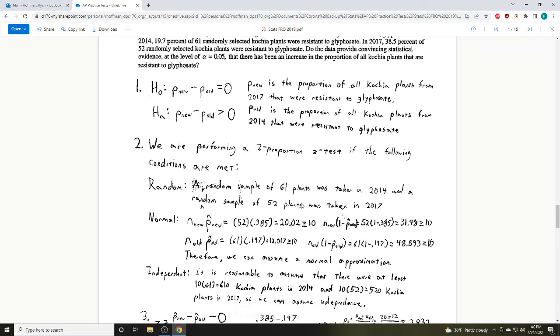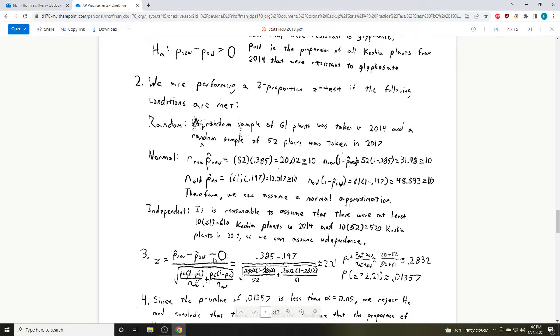Random, normal, and independent. Remember, you need to check random, normal, and independent for all of the samples, so for both samples. So for example, in the normal condition, you should be checking n times p and n times 1 minus p being at least 10 on both of these. And same thing for random and independent.